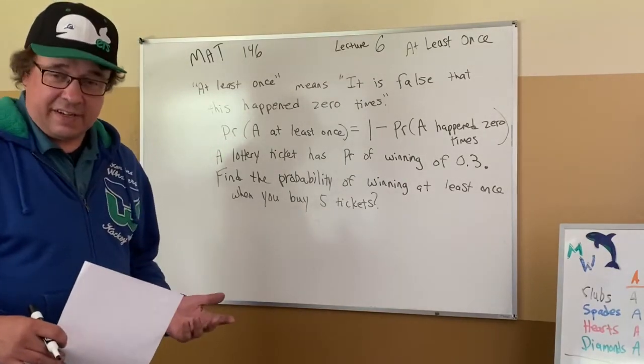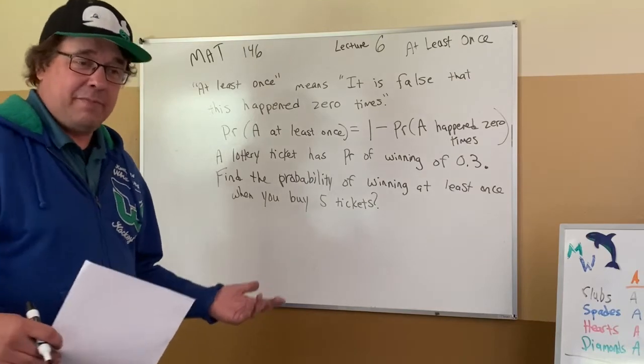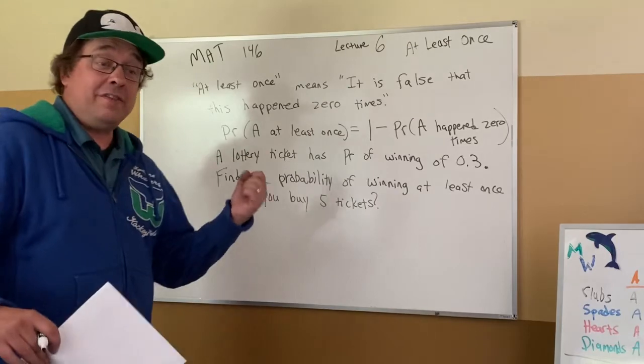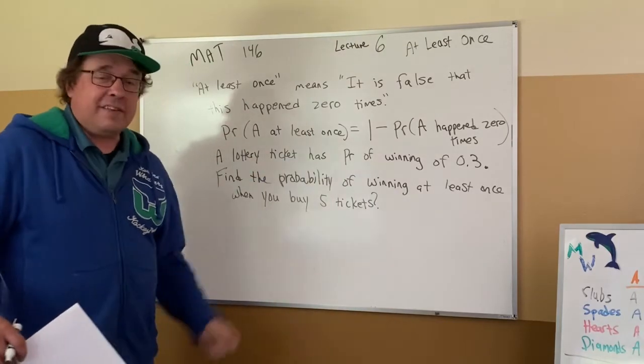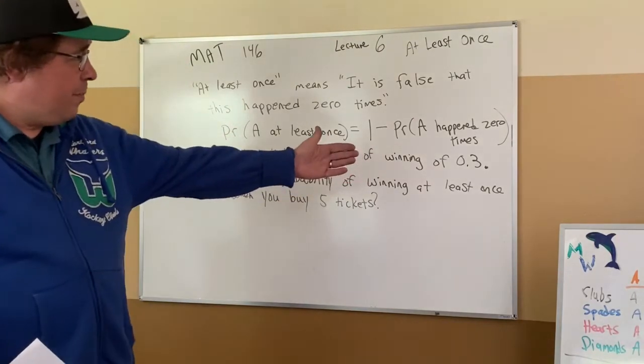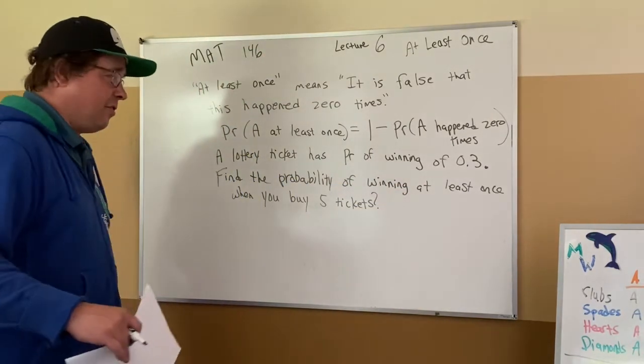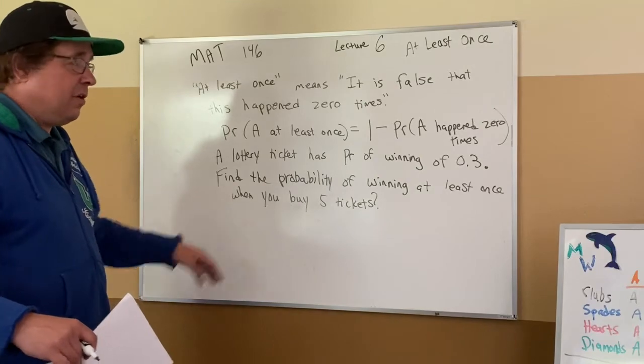But there was a chance that she should win something if she bought 10 tickets, and there's a 0.3 chance of winning. If you look at the expected number of winning tickets, it would be 0.3 times 10. She'd expect to have 3 winning tickets on average, and she got 0. So we'll take a look at something very similar.